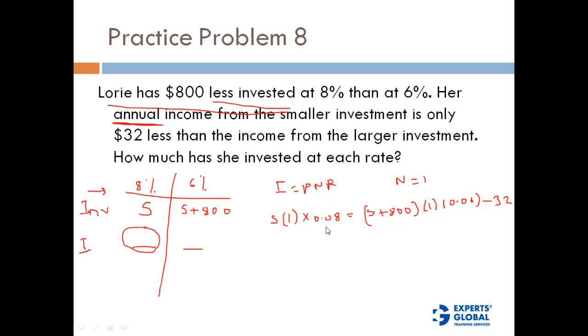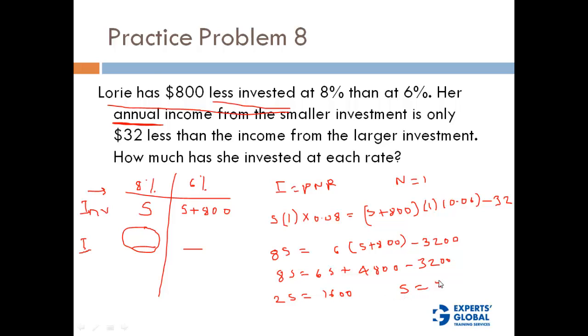So let's multiply everything by 100 first, so we get rid of these decimals. So what do we get? 8s is equal to 6 into s plus 800, minus 3200, right? So this is 8s is equal to 6s plus 4800 minus 3200. That means 2s is equal to 1600. So that means s is equal to $800. Straightforward.